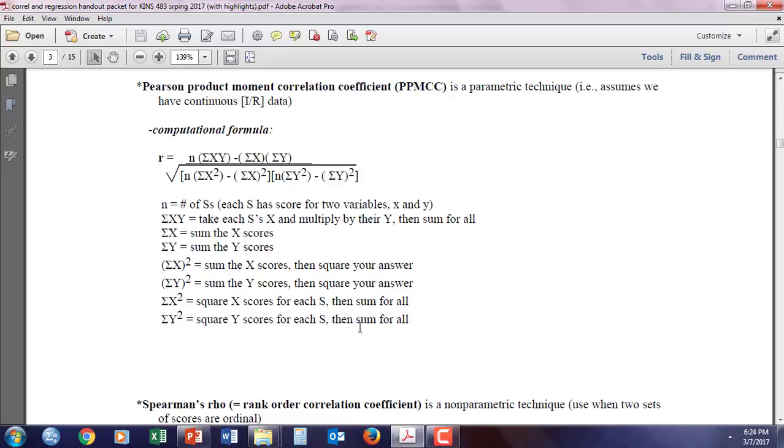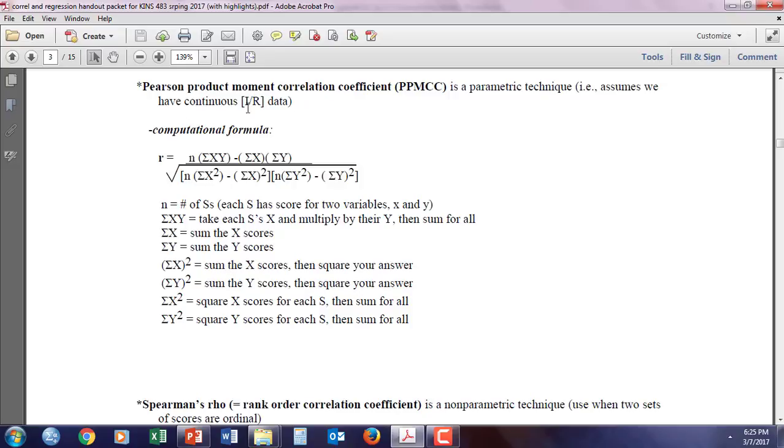My calculator is the very basic calculator that does two variables, and it will spit out for me the n, the sum of the x times y's, the sum of the x's, and the sum of the y's. It will also spit out these latter two sums so that we can plug everything we need into this formula. The only ones I have to calculate are, once I get the sum of the x or the sum of the y, I simply square them and put them into the appropriate point in the equation as well.